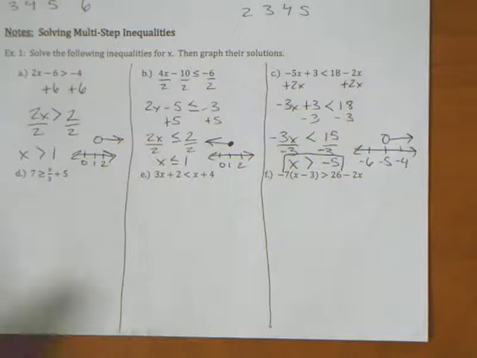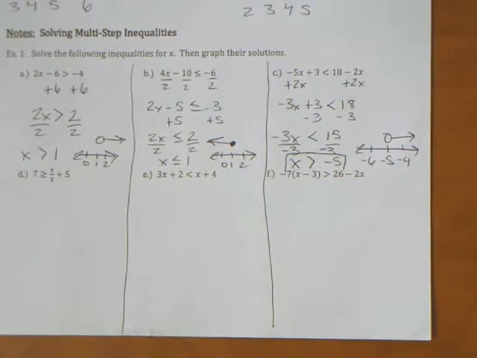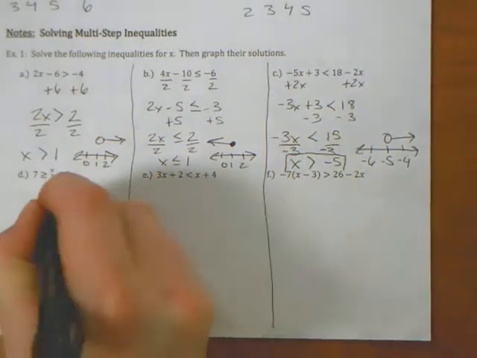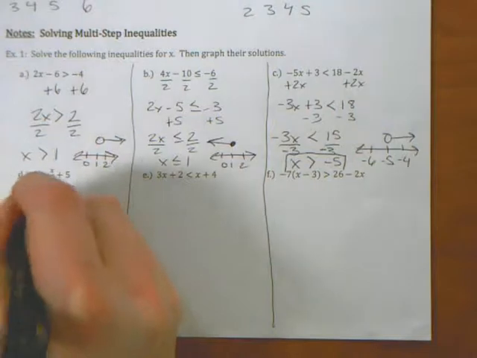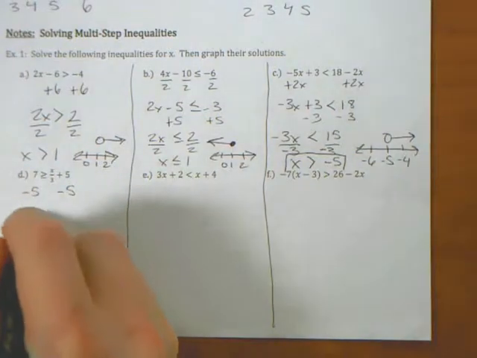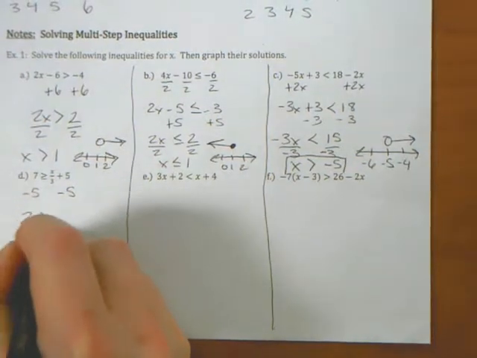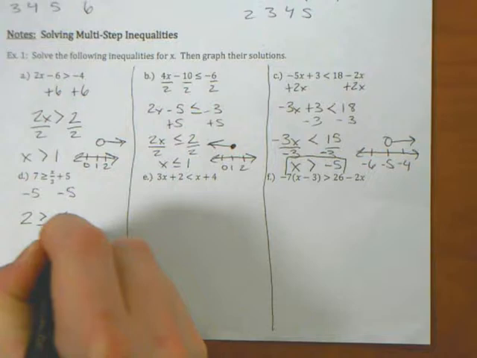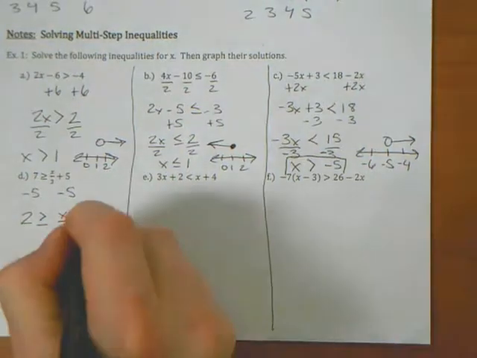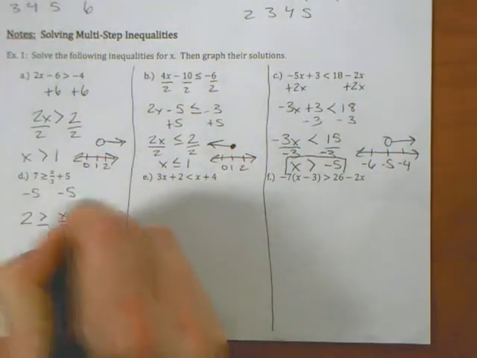So somebody walk me through D here. Multiply both sides by 3.